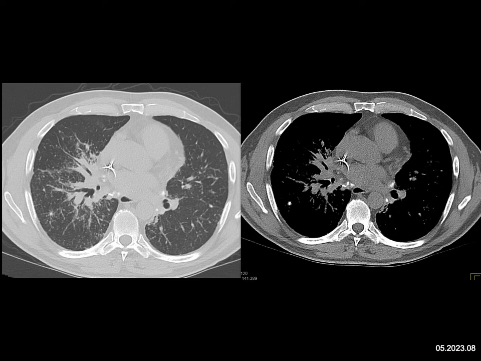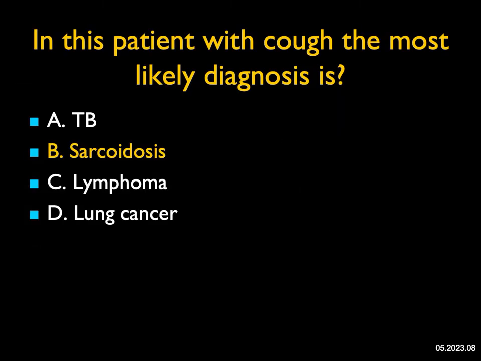Sarcoid is a great mimicker. It can simulate tumors, simulate other inflammatory conditions. You see adenopathy, usually it's bilateral and hilar and symmetric, which is not the case here. And you see the spread from the hilum. Sarcoidosis can do it, but this is not the most typical appearance.